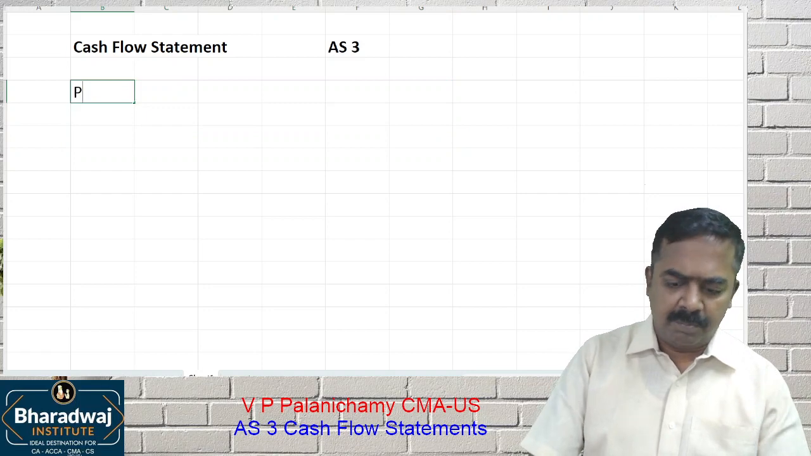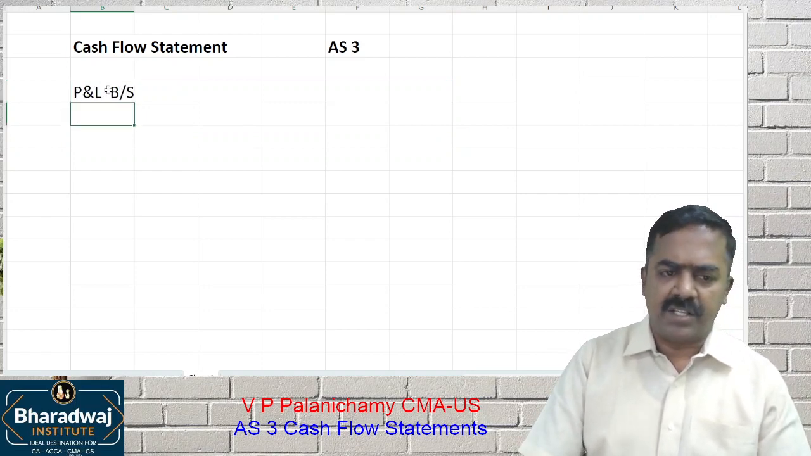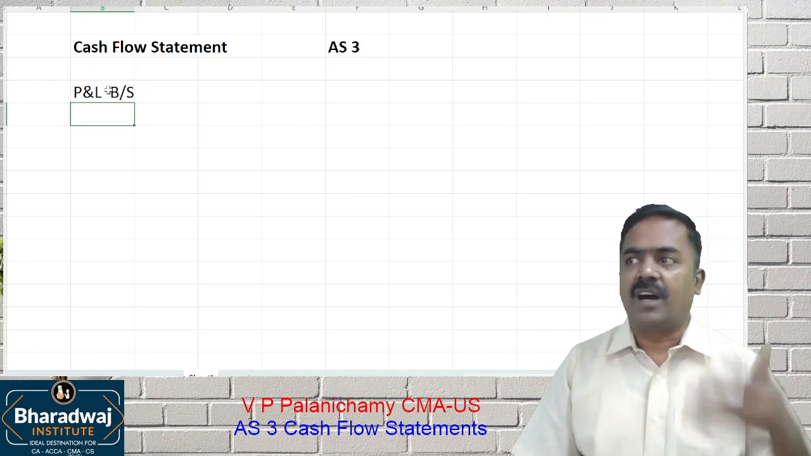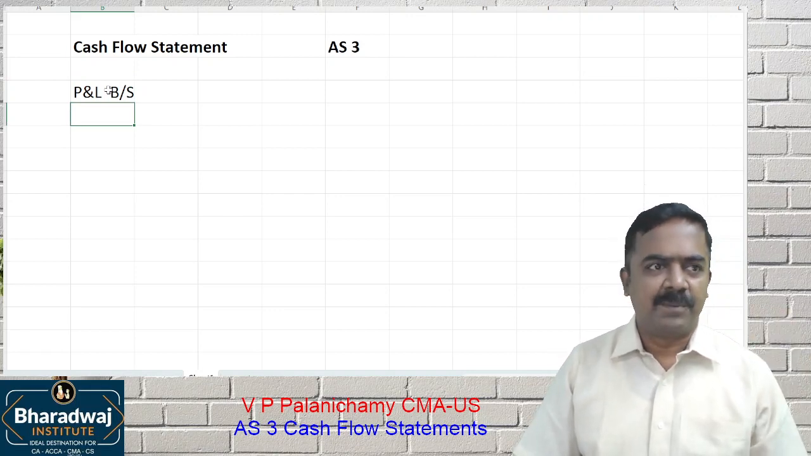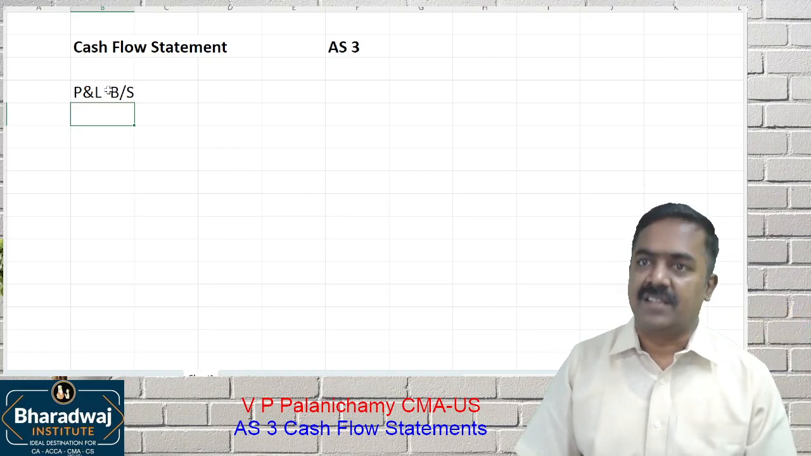Otherwise, your P&L account and the balance sheet. Does the balance sheet tell you about the future or the past? Simple. In financial accounts, we record history.